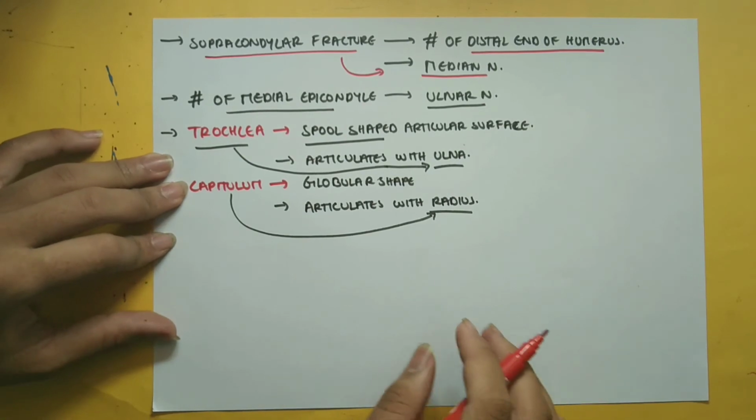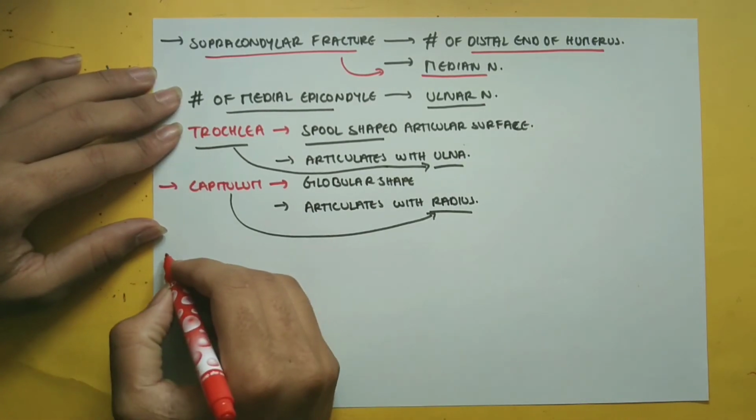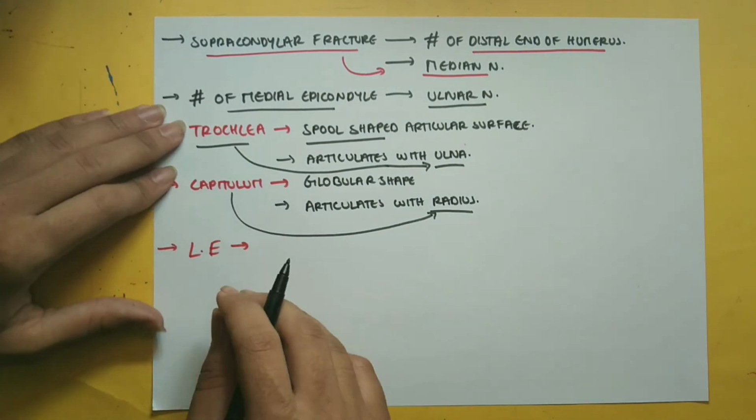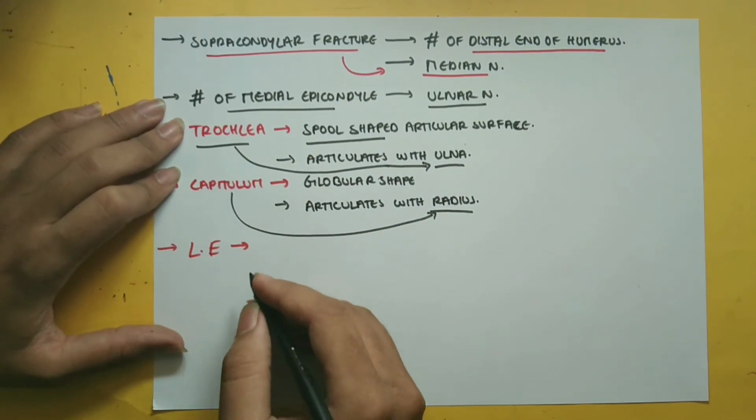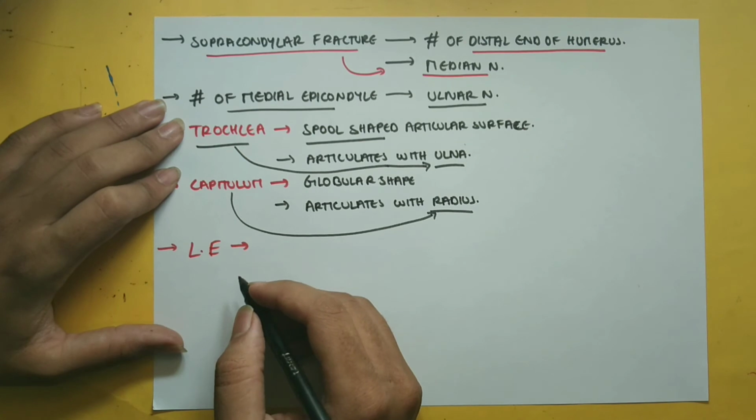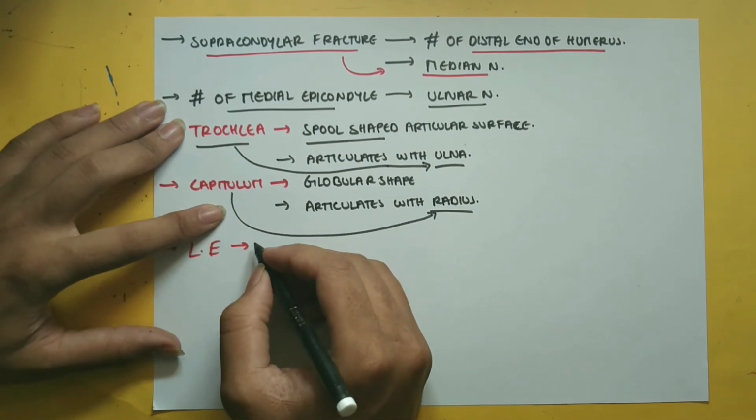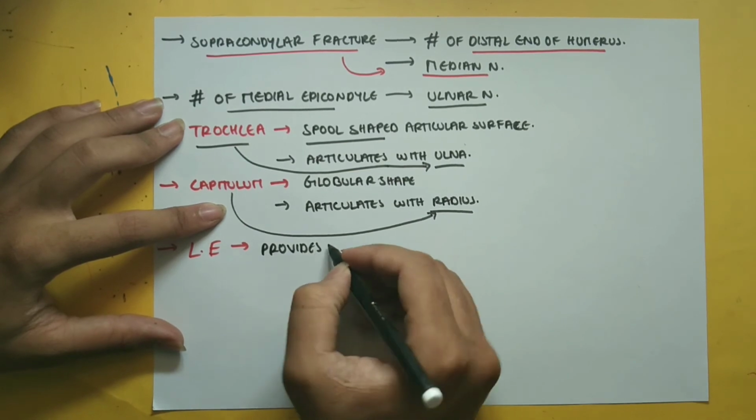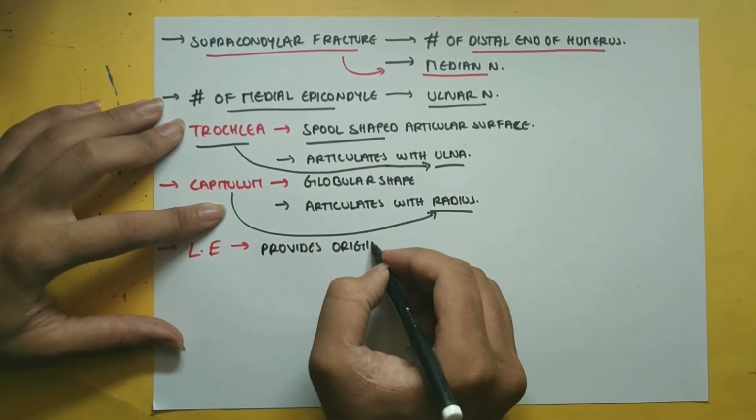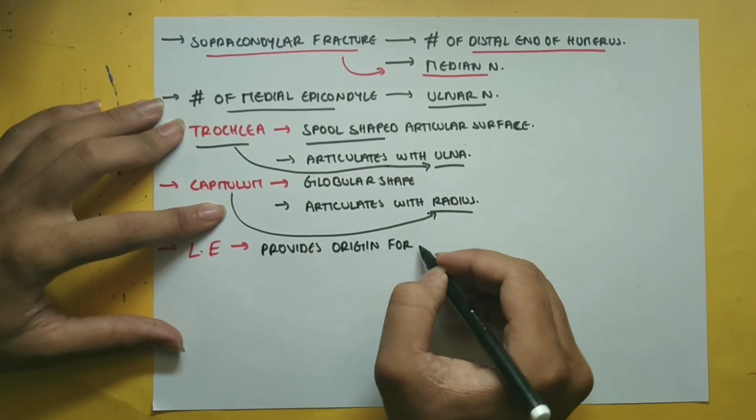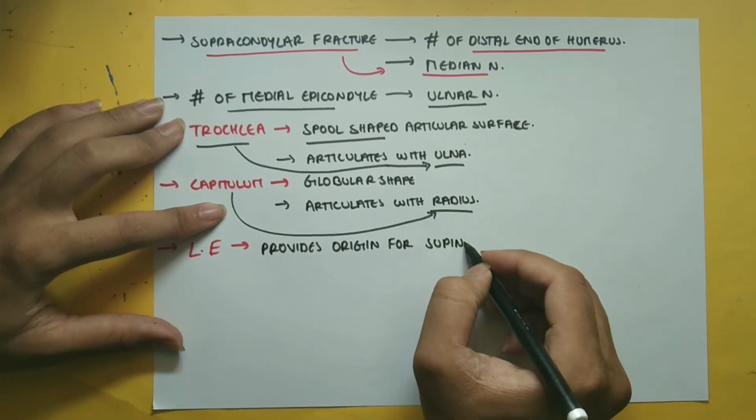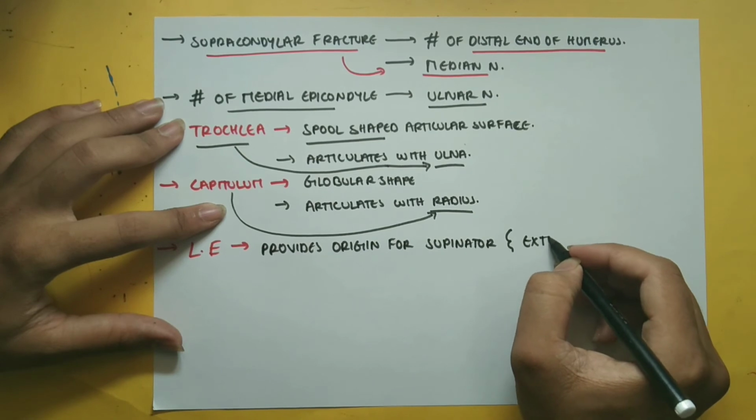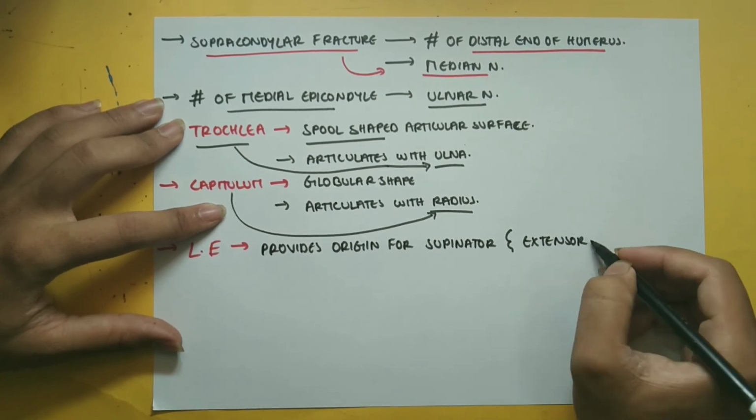Okay, let's now talk about the lateral epicondyle. This lateral epicondyle provides the origin for supinator and extensor muscles.